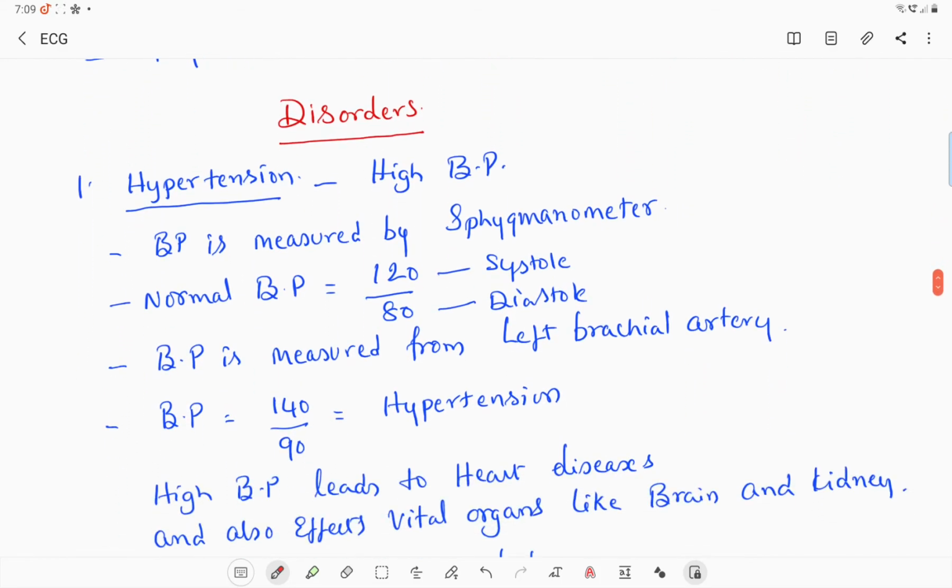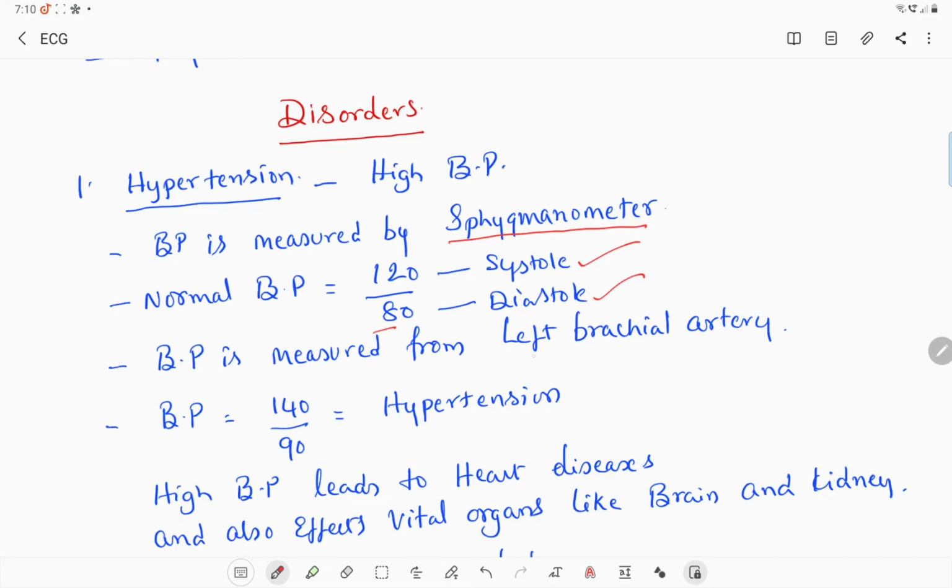Now let us go for the next one, disorders. In the disorders, first let us see hypertension. Hypertension means high blood pressure. Blood pressure is measured by an instrument called a sphygmomanometer. Normal blood pressure is 120 by 80. 120 means systole, that is the contraction, and 80 means diastole, that is the relaxation of the heart. So the systolic pressure, the contraction pressure, is 120, and the relaxation pressure is 80.